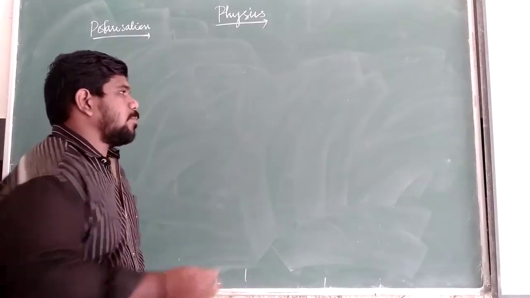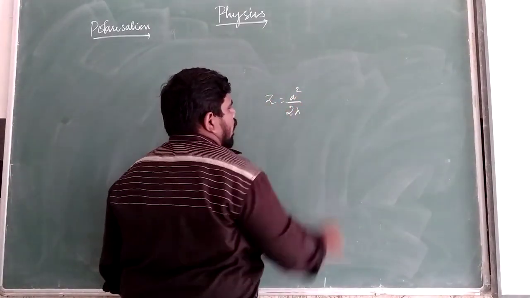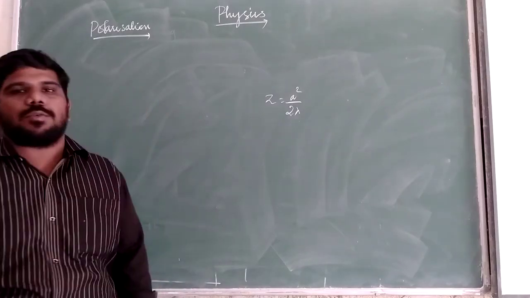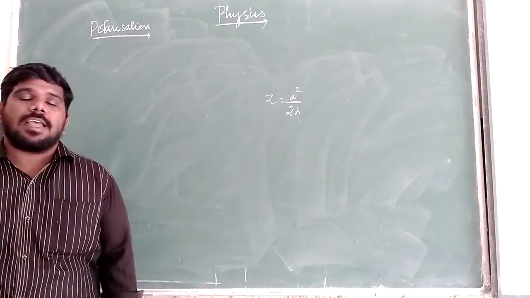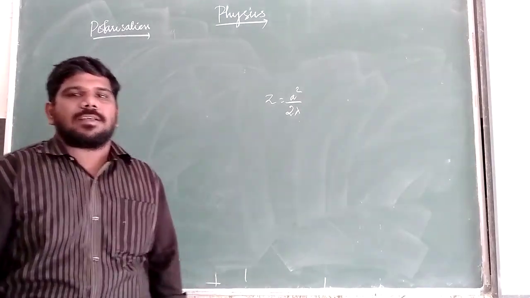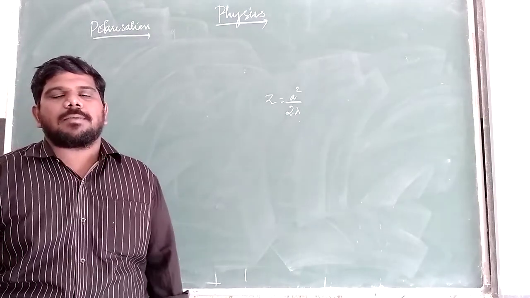Then we learned the expression: Z is equal to a squared by 2 lambda. Then we saw the distinction between interference and diffraction. Afterwards we saw the diffraction grating.